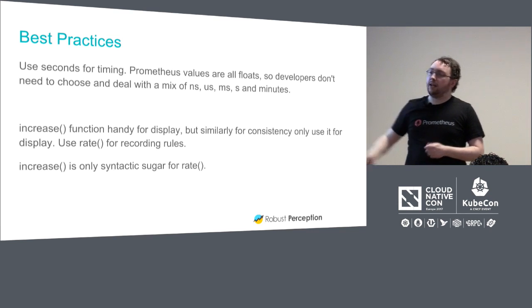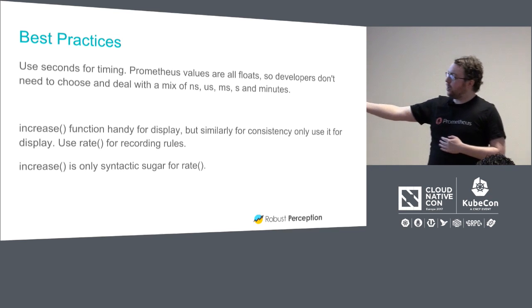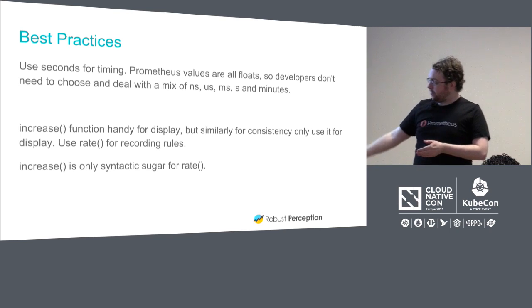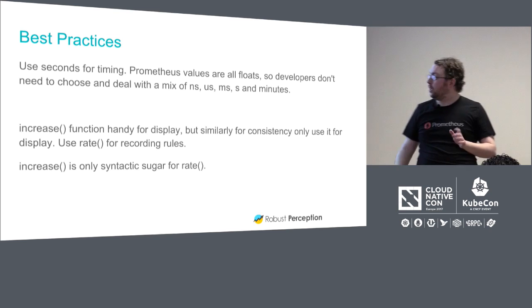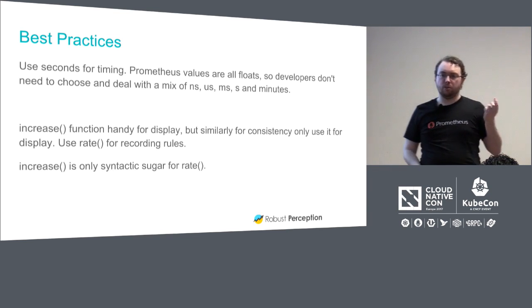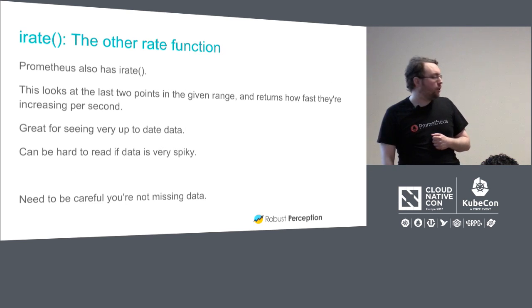Similarly, the increase function is handy for display, but in your rules and in your exposition and so on, use rate for recording rules. Just so, once again, it's per second, nice, consistent, simple. And as I mentioned, increase is only syntactic sugar for rate. It's the exact same. There's no extra logic in there. It's just a multiplication to make your life a little easier. There is one other rate function called irate.